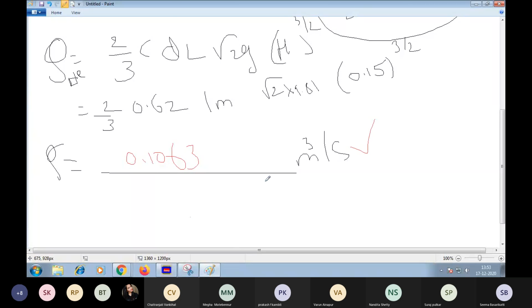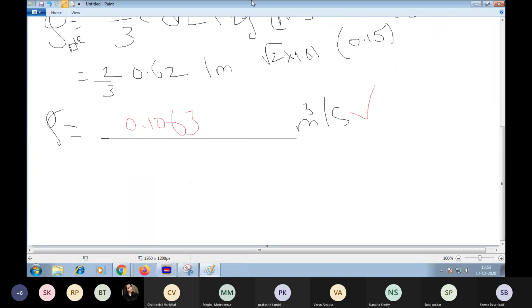Now tell me how you are going to calculate the head of the triangular weir. What is the equation for a triangle? Can anybody tell me the equation for a triangular weir or notch? Q is equal to 8 by 15 CD into tan theta by 2 into root 2G into H raised to 5 by 2. So this is separate, it is not taken into the square root.